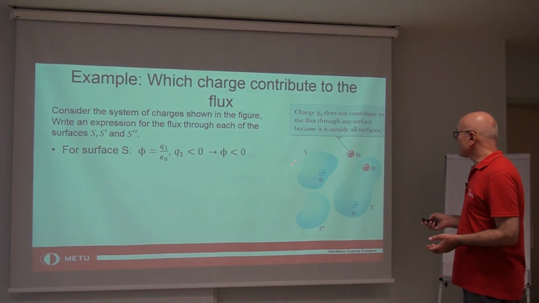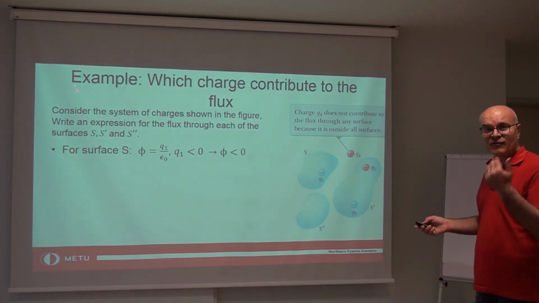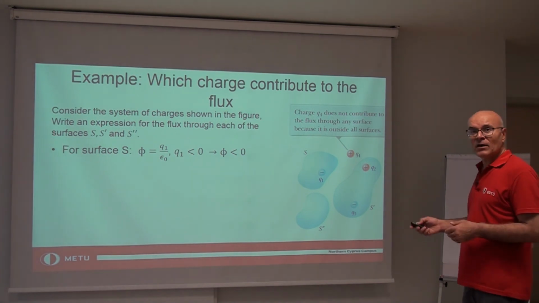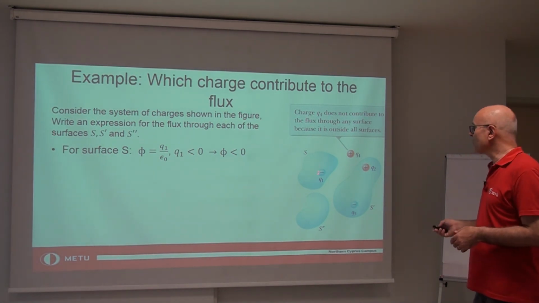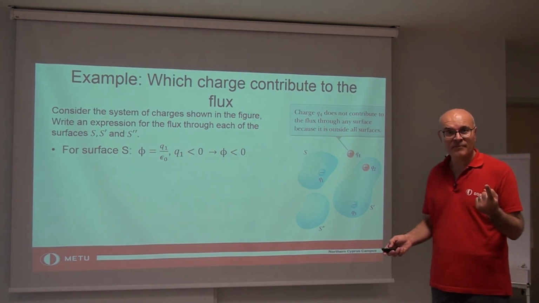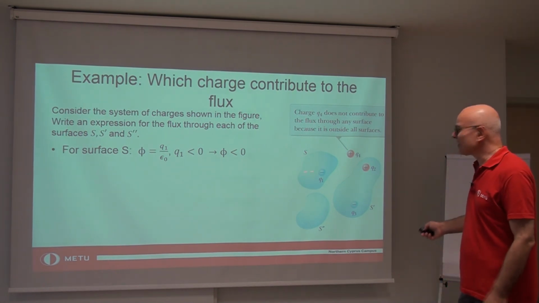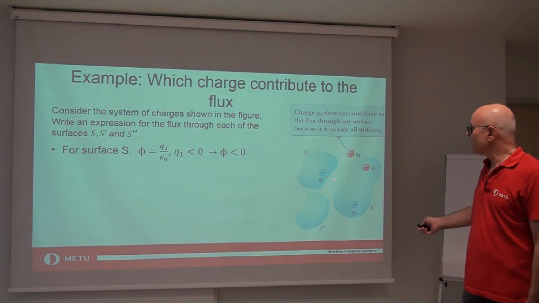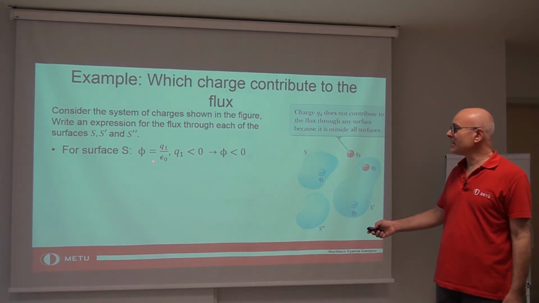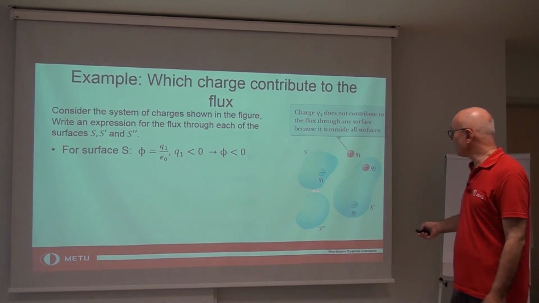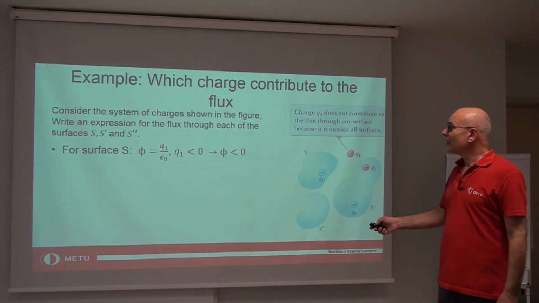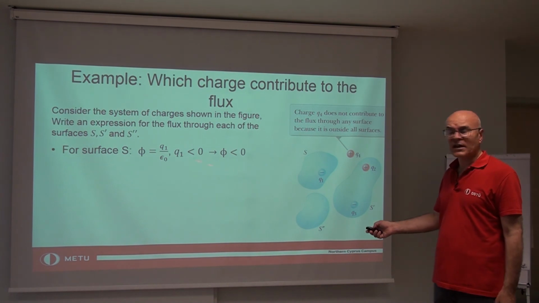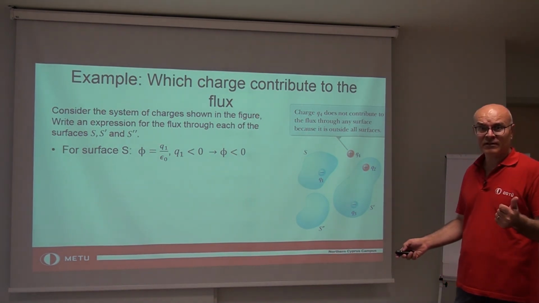Now let's look at surface 1. Gauss's law tells me that the flux through this surface is equal to Q enclosed over epsilon naught. What's Q enclosed in this case? It's just Q1. So the net flux through this surface, irrespective of its shape or of its size, is just the charge enclosed by that surface divided by epsilon naught. It encloses only Q1.